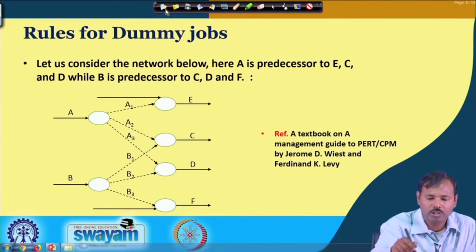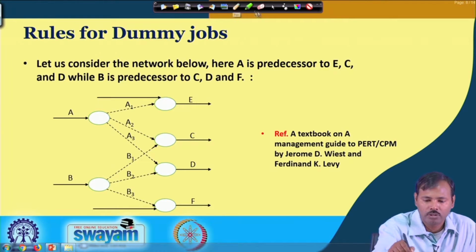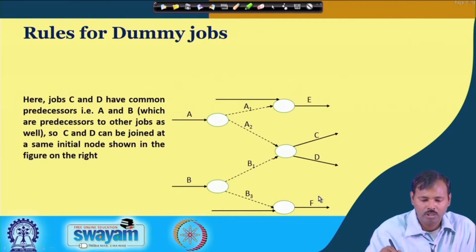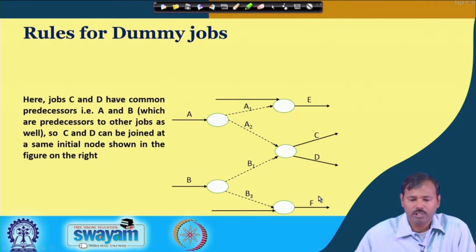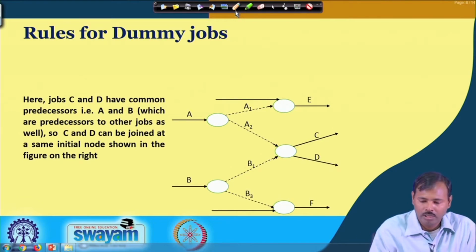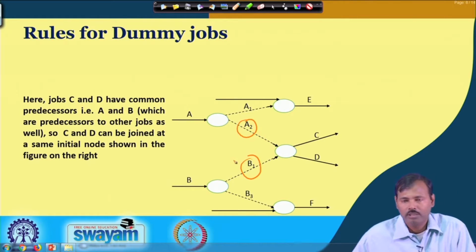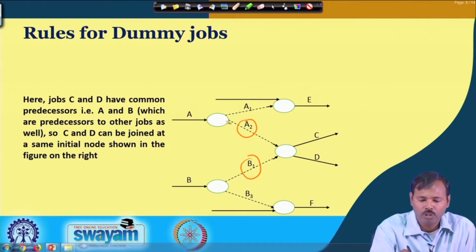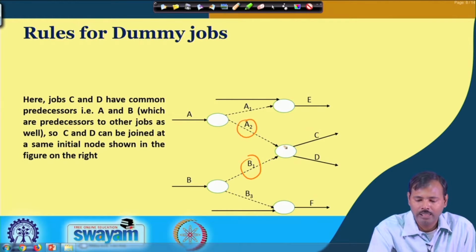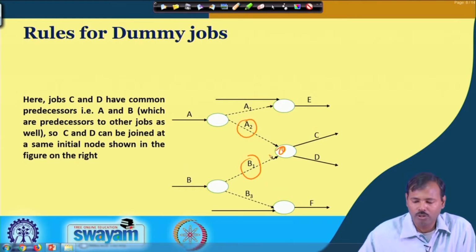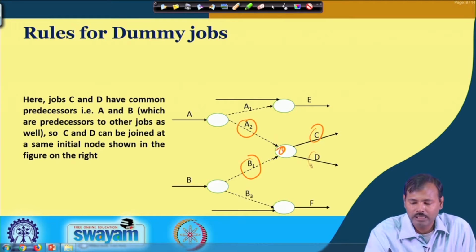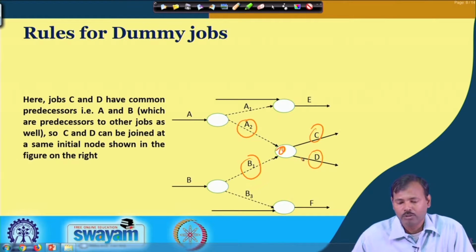So, let us see how we are solving this one, or reducing the number of dummies. So, you can see the A2, B1, these 2 dummies are placed to bring the A and B as the predecessors for this particular node from which the C and D jobs are initiating. So, C and D jobs are now able to show that their predecessors A and B can be well defined in this condition.